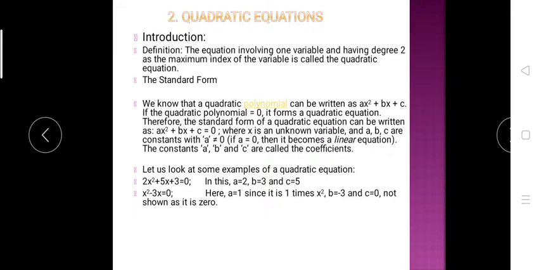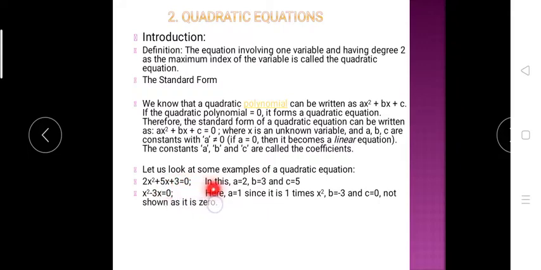Now look at some examples. How to recognize whether the given equation is a quadratic equation or not, and what the coefficients are, that you have to find out. Now, 2x square plus 5x plus 3 is equal to 0. This is a simple quadratic equation, because the degree of this equation is 2, which is the highest degree, and it is in the form ax square plus bx plus c is equal to 0. Whenever the word quadratic equation comes in front of you, you should recall the general form and compare it with your given equation.